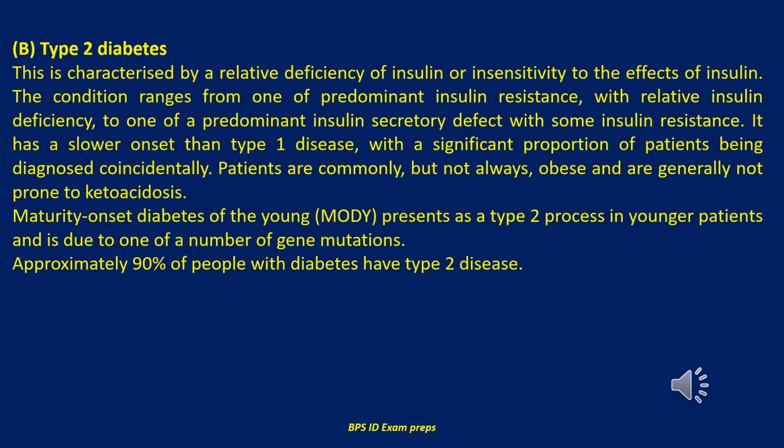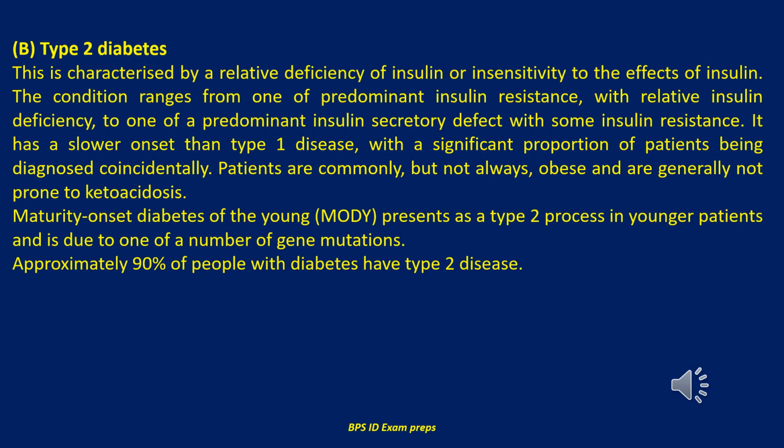Regarding type 2 diabetes mellitus, this is characterized by a relative deficiency of insulin or insensitivity to the effects of insulin. The condition ranges from one of predominant insulin resistance with relative insulin deficiency, to one of a predominant insulin secretory defect with some insulin resistance. It has a slower onset than type 1 disease, with a significant proportion of patients being diagnosed coincidentally. Patients are commonly, but not always, obese and are generally not prone to ketoacidosis.